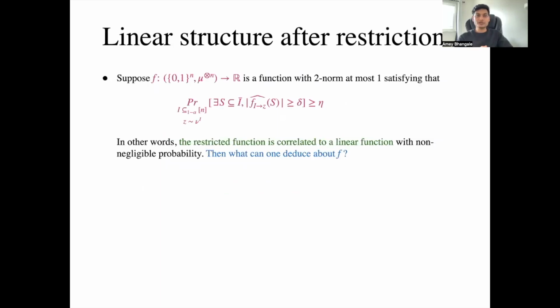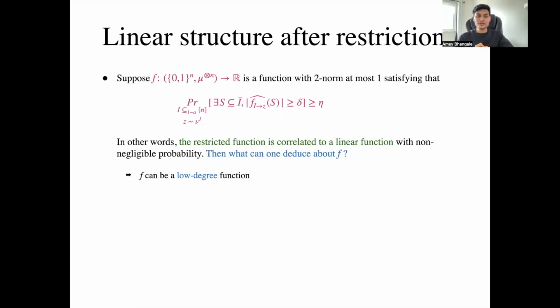And the property that we want to understand is, what if after restriction, the function satisfies a certain linear property? So more formally, if the probability over the random restriction I and z, that the restricted function is correlated to a linear function, is at least some constant eta. Okay. So suppose we are given this f, where for a typical restriction, the restricted function becomes correlated to a linear function. Then in this case, we want to understand what we can deduce about the original function f.